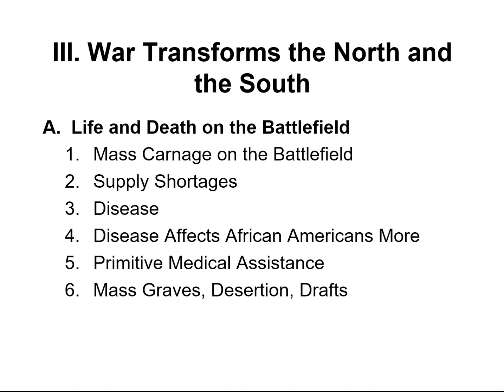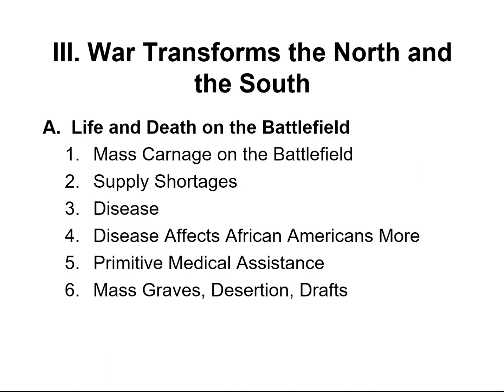So we're going to now talk about how war is transforming the North and the South. And we're first going to talk about life and death on the battlefield. Soldiers in battle witness mass carnage due to improved weaponry, and any romantic notions of warfare are quickly erased. Soldiers on both sides suffered from supply shortages, including a lack of shoes. A lot of soldiers are running into battle without shoes on. They don't have proper rations. Union soldiers do see an improvement in their supplies over the course of the war, but Confederate soldiers face worsening conditions as the war continues.